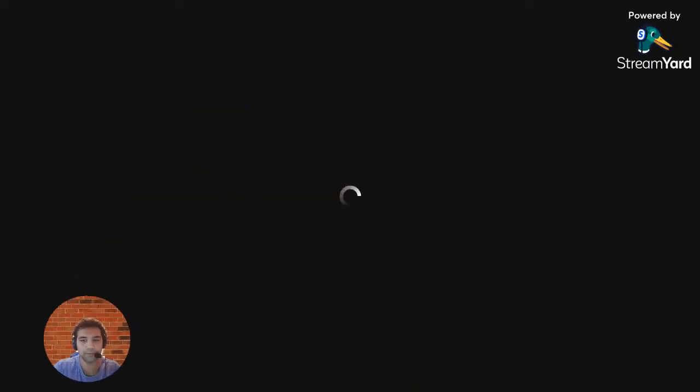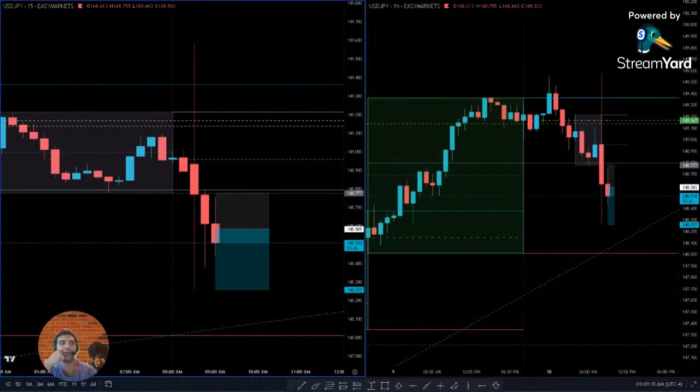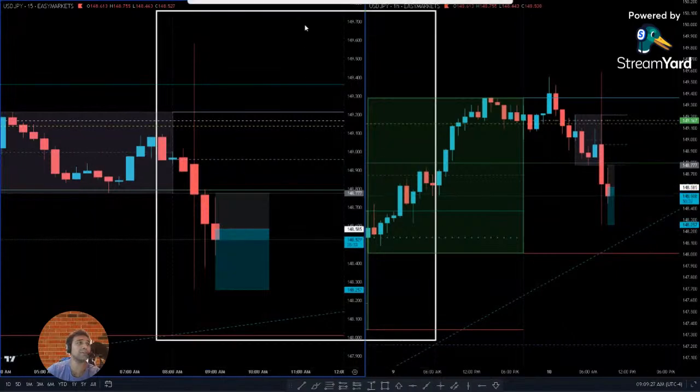Hello guys, today's the CPI day and I just wanted to present my screen with you guys. I've taken a trade, so this is the trade which I've taken, and if we just see the data, it's a mixed data.